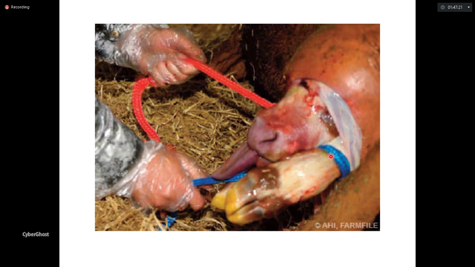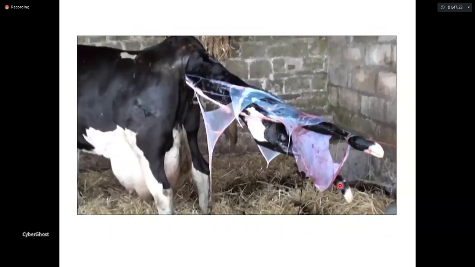Right, you can see that here. These are the front legs, right? So the front legs are tied up with ropes, and you push or pull hard as much as you can just to take the young one out. Otherwise, it will adversely affect the mother cow as well as cause stillbirth, right?